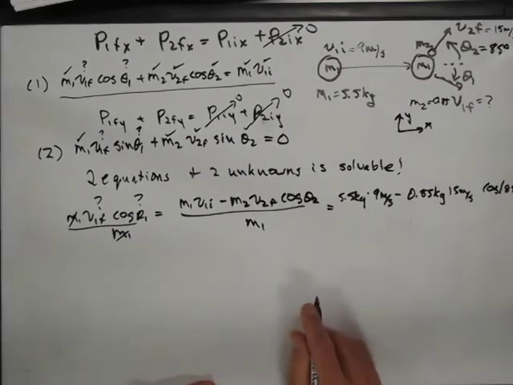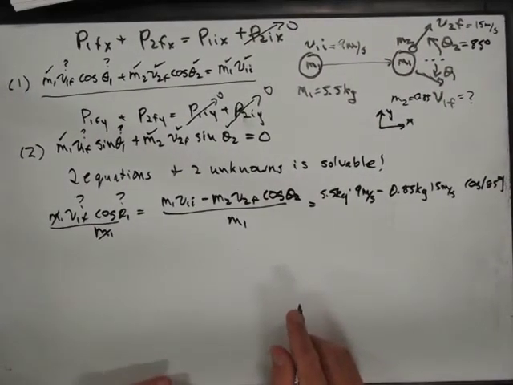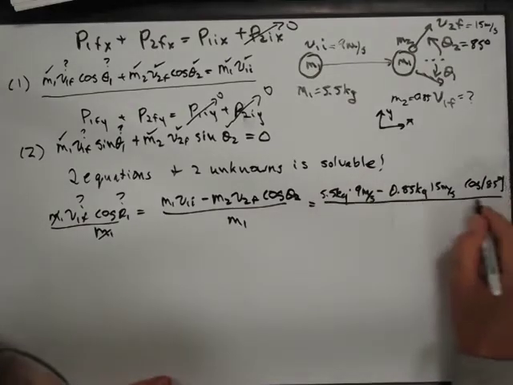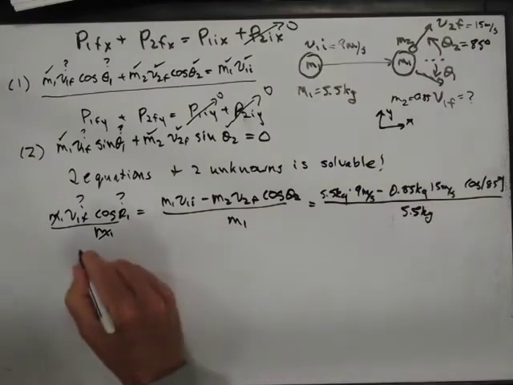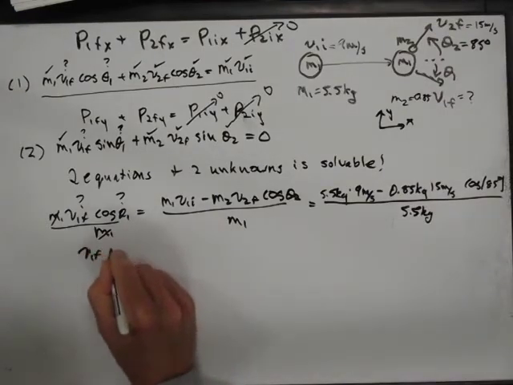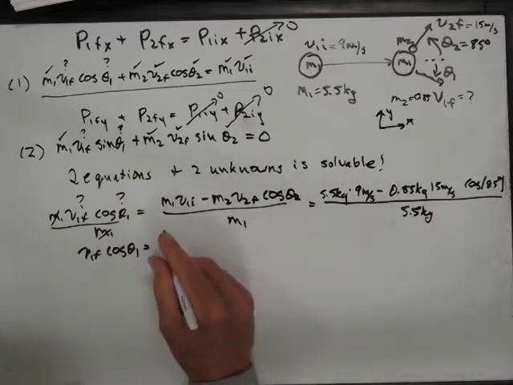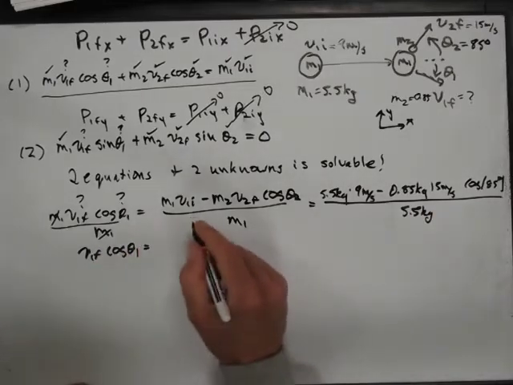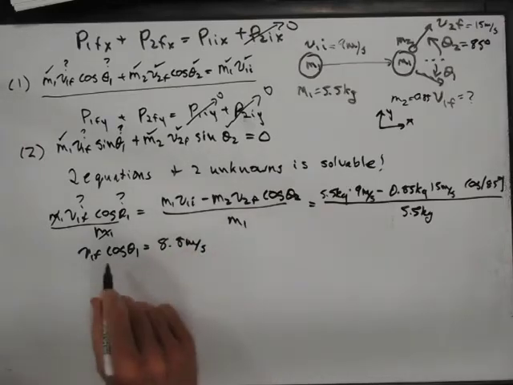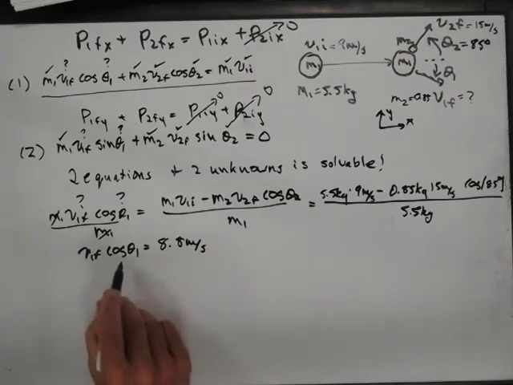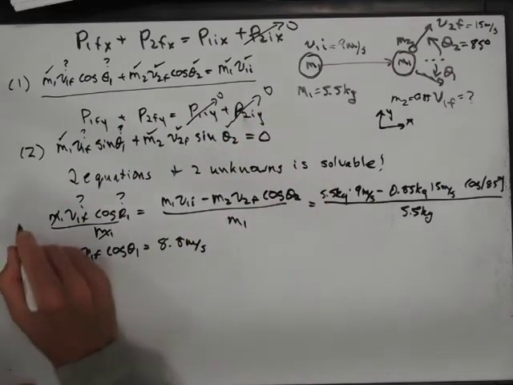Am I still on the screen there? Now I am. All right. All divided by 5.5 kilograms. And what this gives me is V1 final cosine theta 1 is equal to, when I work that out, I get 8.8 meters per second. Again, now I still have two unknowns, but I have a simpler equation. I've plugged in all my numbers. So this is equation 1, right?